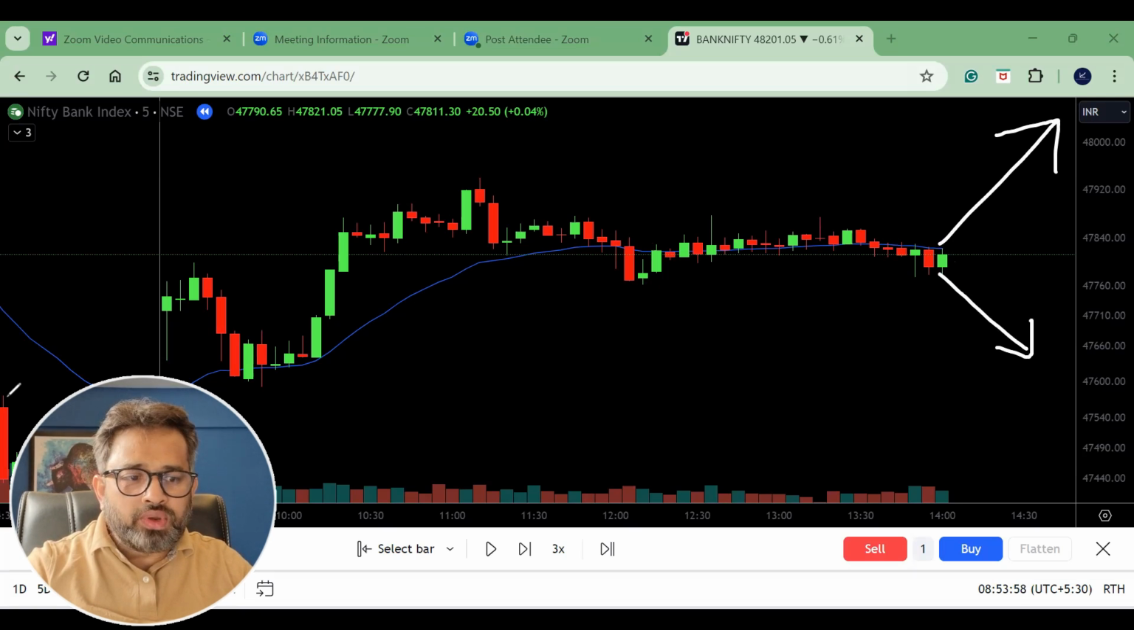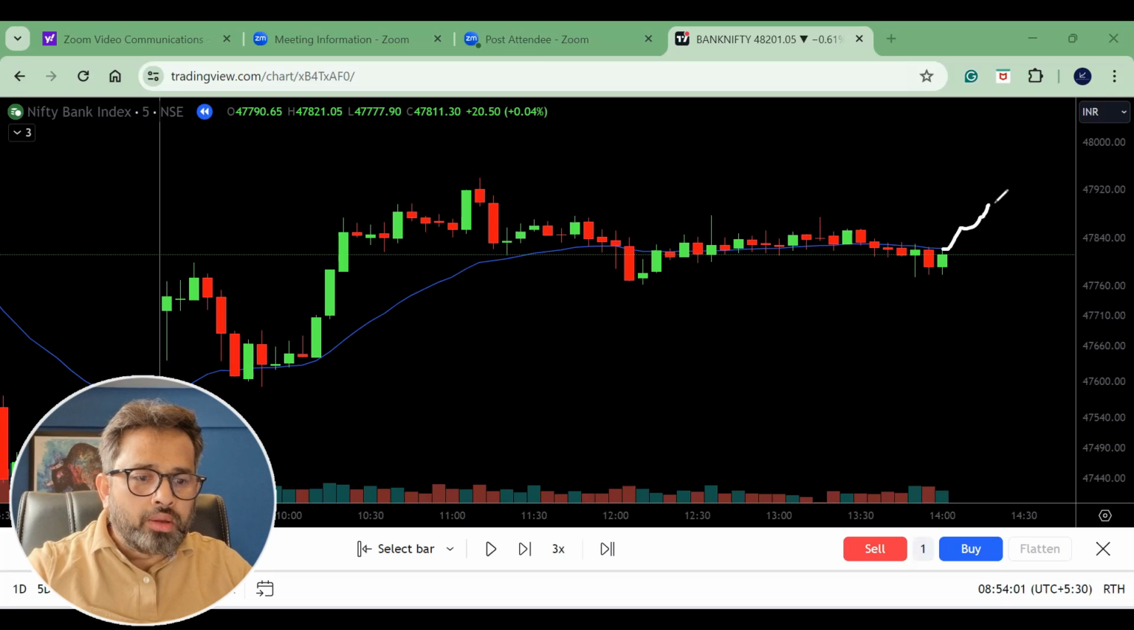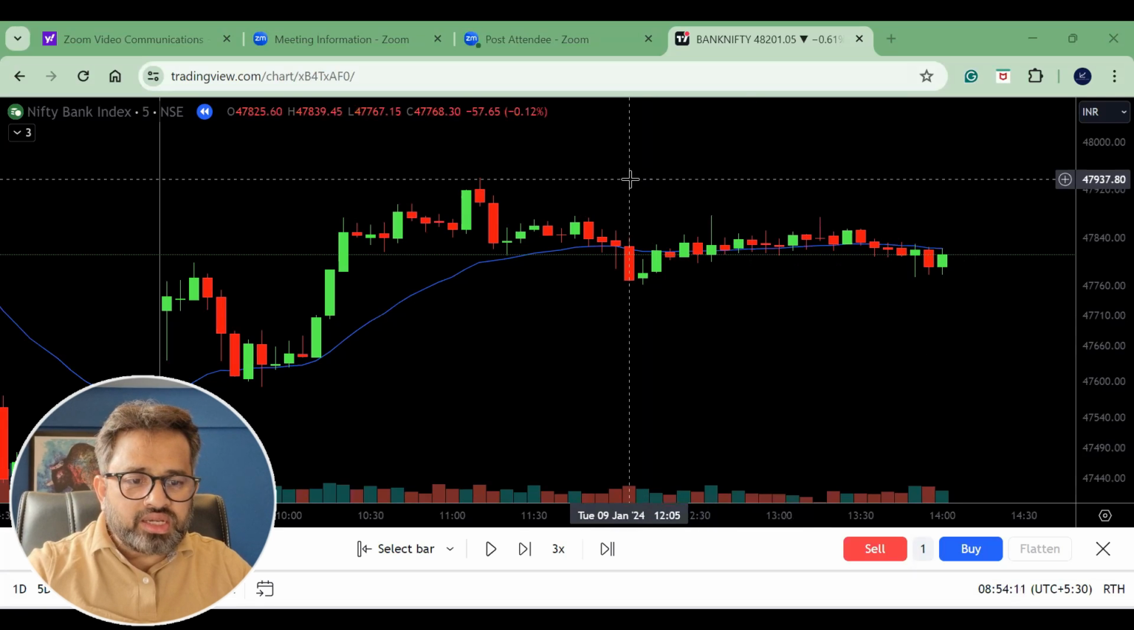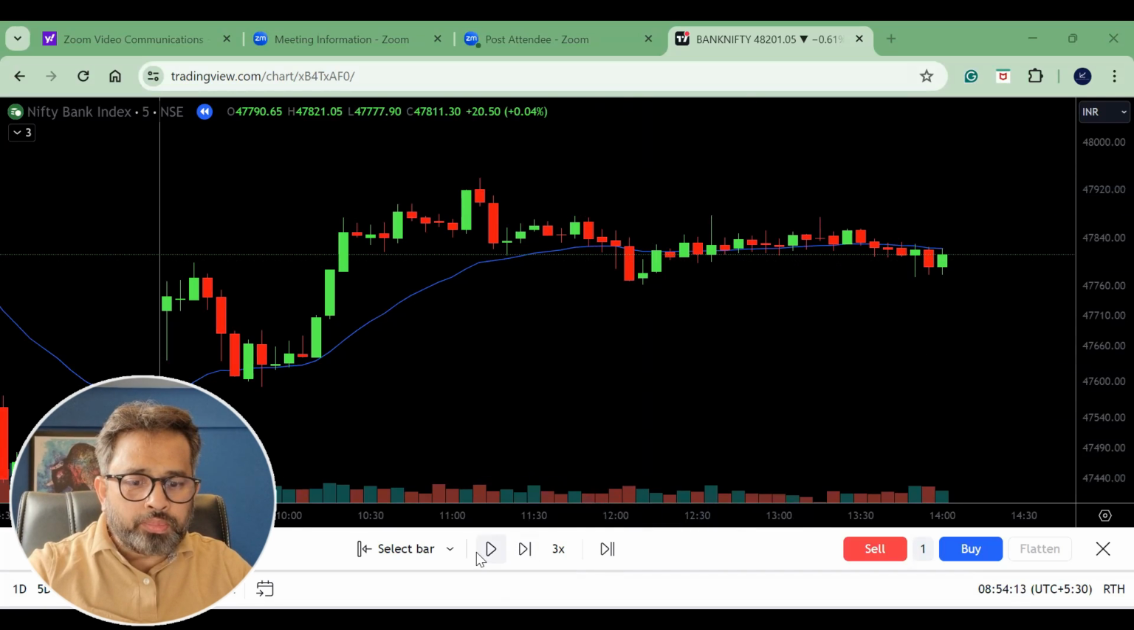And you must have guessed it. It is going to go up because it is making pin bars here. It is taking the previous support here, right? Now let us replay the candlesticks and let us see actually what happened on that day.